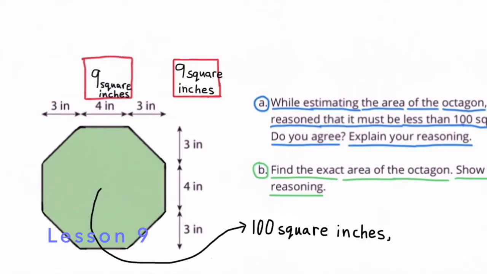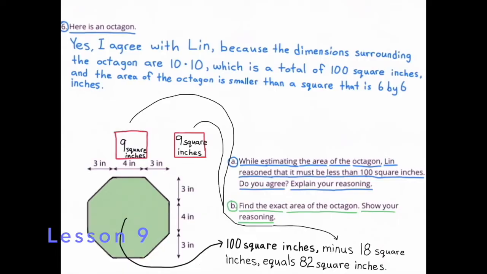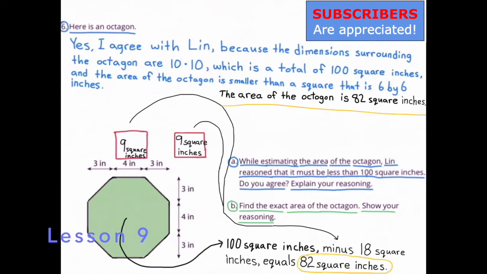So the original square was 10 by 10, or 100 square inches. When we remove the four corners, it's like removing 18 square inches. And 100 square inches minus 18 square inches equals 82 square inches. The area of the octagon is 82 square inches.